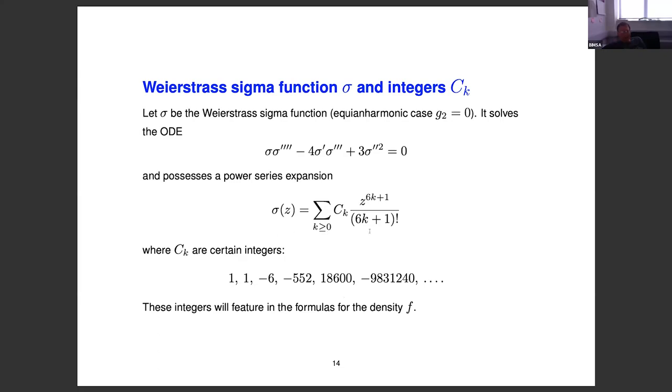So remember this formula for sigma of z. It's the sum of ck z to the power 6k plus 1 divided by (6k plus 1) factorial. So z to the 7, z to the 13, and so on, right? Because a very similar formula but slightly different will appear later with ck squared instead of ck. And we will see that if we change ck to ck squared, then instead of an elliptic function, we'll get a modular form. And this is really remarkable. Okay, but this will appear later. At this stage, what I need are just these integers, ck.